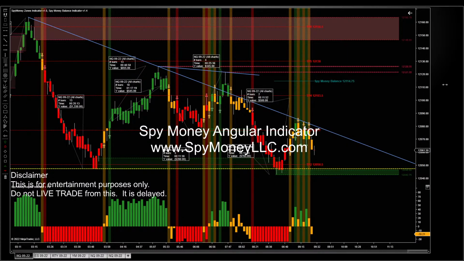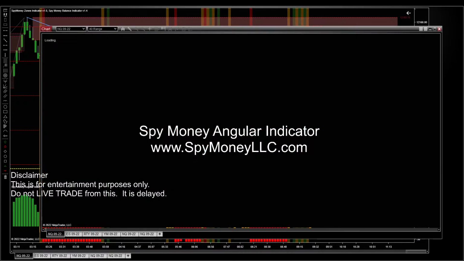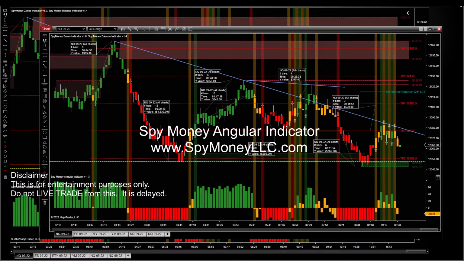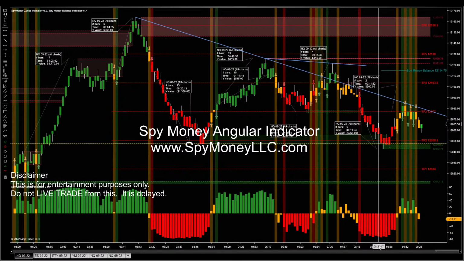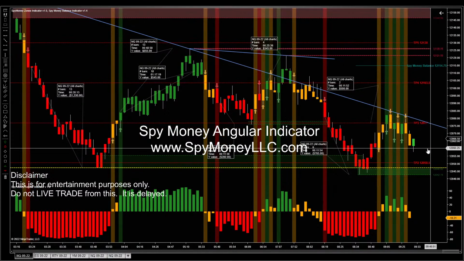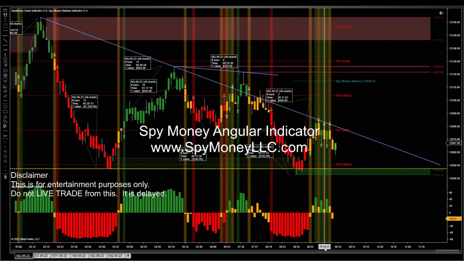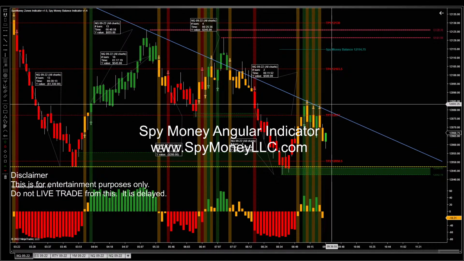Anybody else have this problem? See how I have my double arrows right here? I can't move that. The only way I can fix it is to make a new window. So right now we're looking to break out of this.